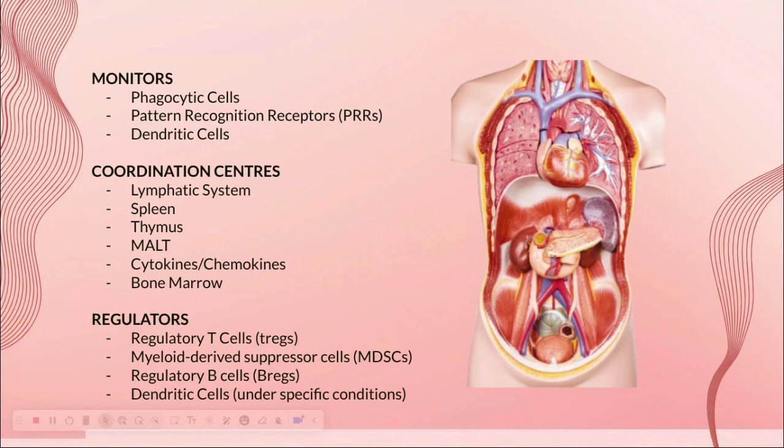Dendritic cells also serve as key monitors as they patrol tissues, capture antigens from pathogens, and migrate to the lymph nodes to present these antigens to T cells, initiating the adaptive response.